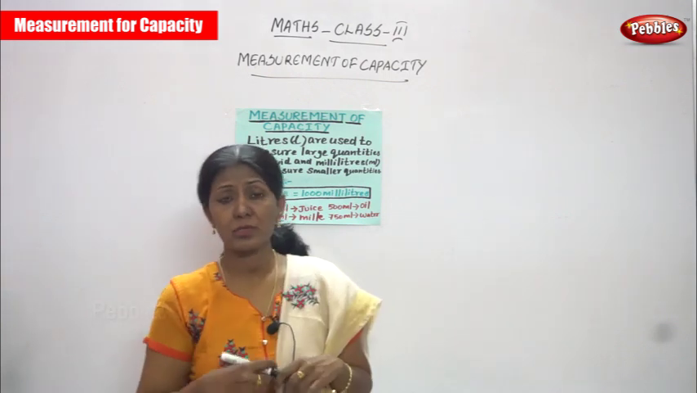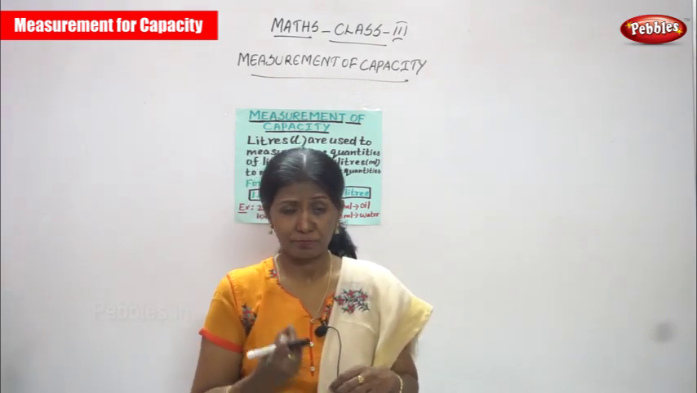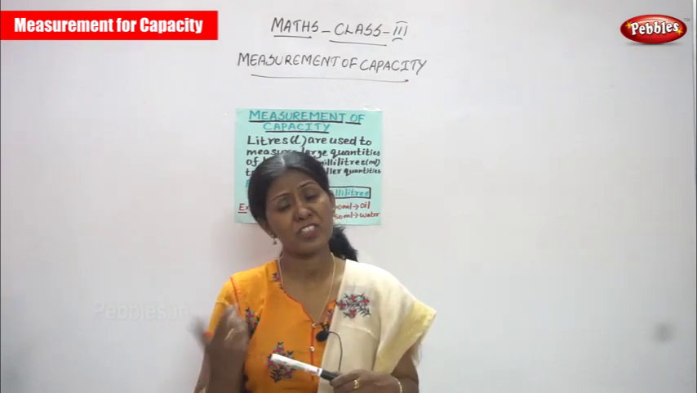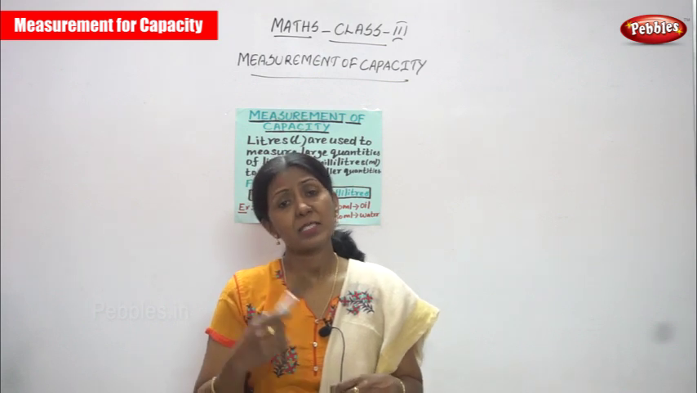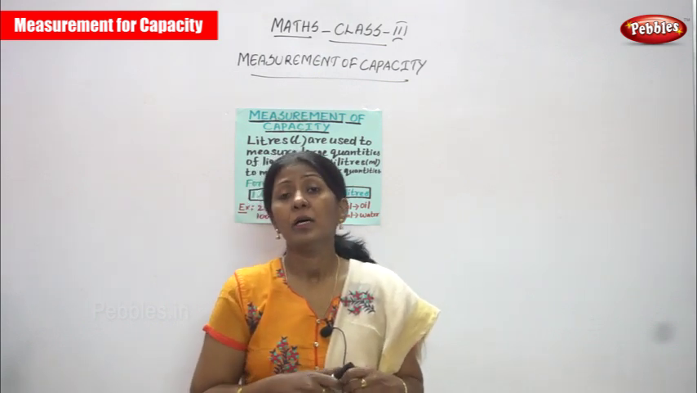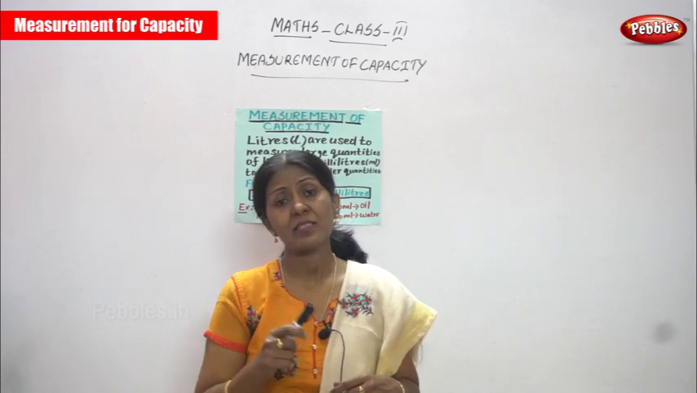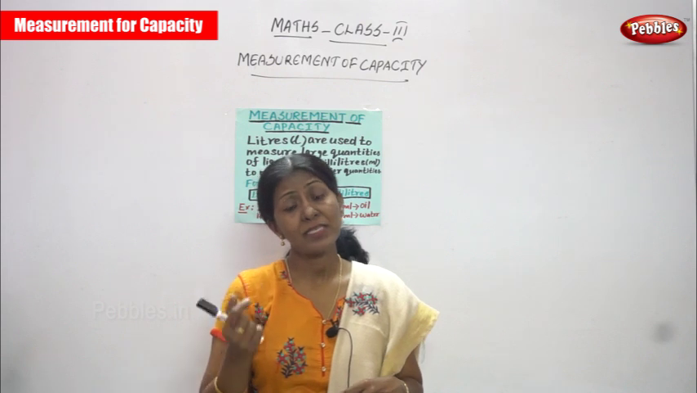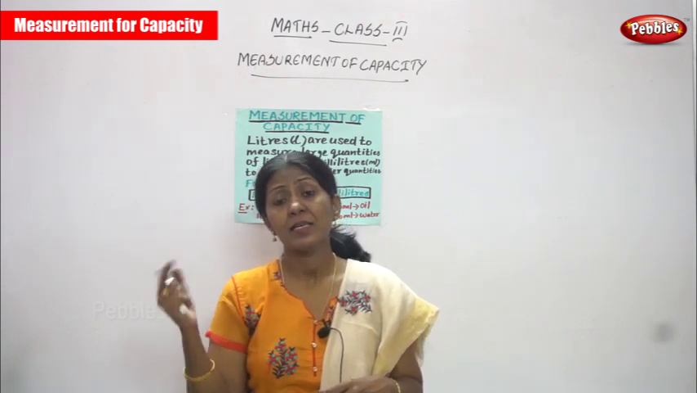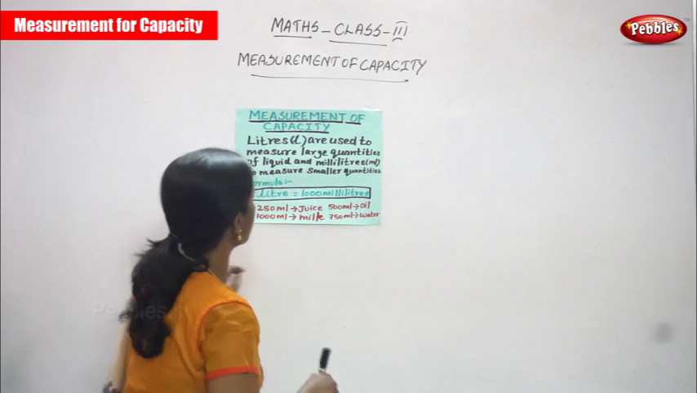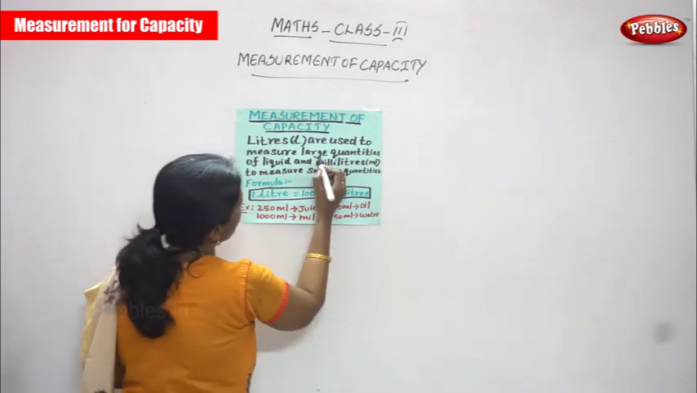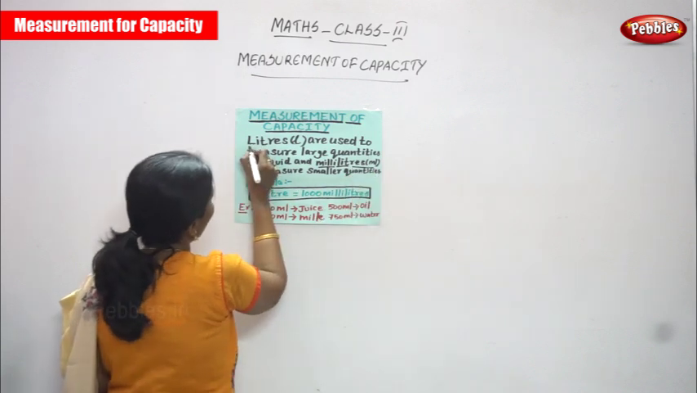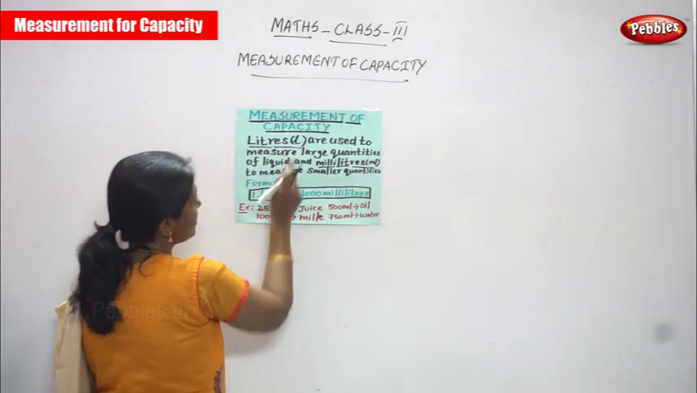Generally we use the term liter for measuring larger quantities of liquid. Measuring smaller quantities of a liquid, we measure in milliliters. So liters is represented by a small l, and the other one, milliliter, is represented by ml. Okay, that is what I mentioned very clearly.